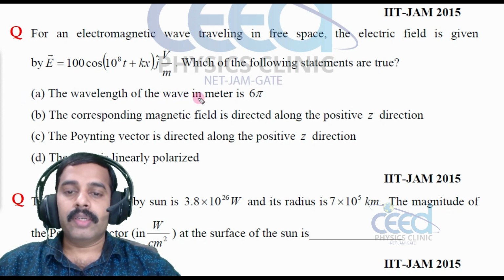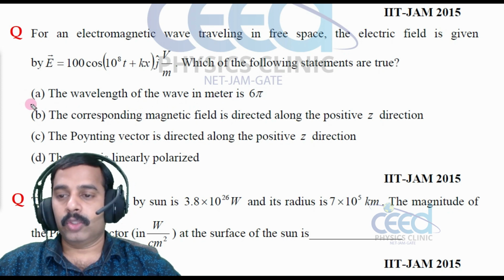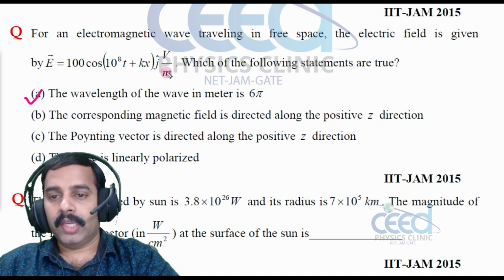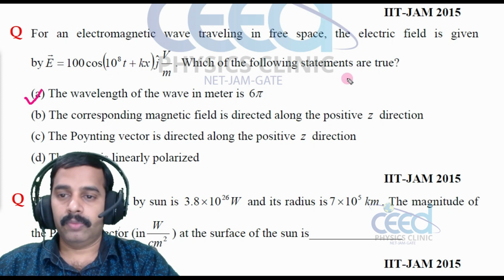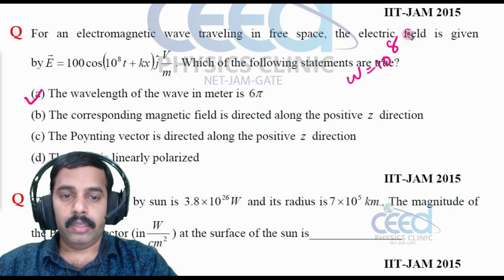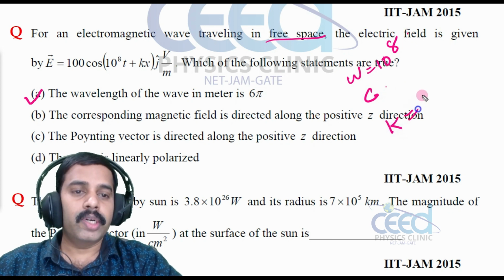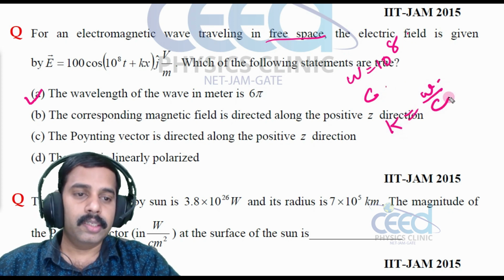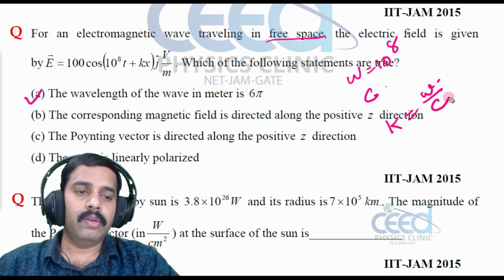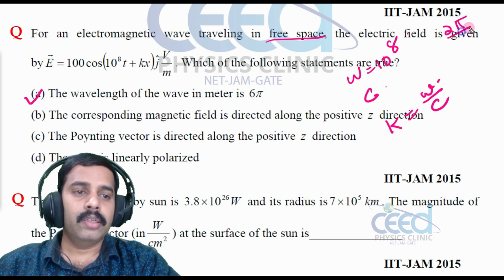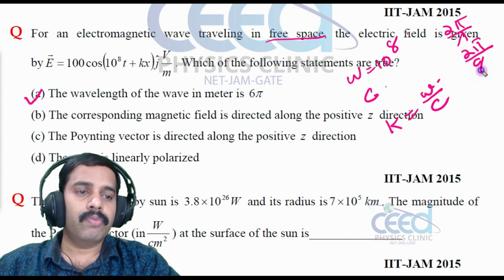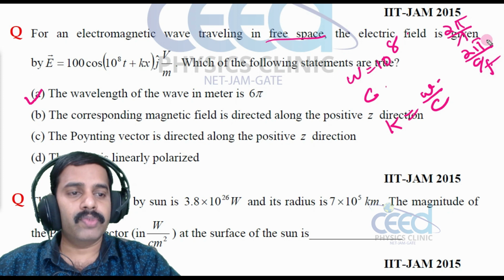So the first statement: the wavelength of the wave is 6 pi, right? What is the wavelength? From this we can write omega is equal to 10 raised to 8, and it is in free space, so the velocity is c. Now what is k? We already know k is equal to omega by c, or we can say it is 2 pi by lambda, right? Lambda is equal to c by f, and 2 pi f is equal to omega.